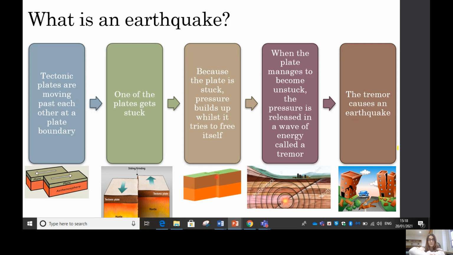So it pushes itself, and because it's got so much energy built up from the extra effort it's put in, it suddenly goes, whoop, plates, and this causes a tremor, which causes an earthquake. So we ordered these last week, and I was pleased to see that everybody did a really good job at this. So we're just having a quick recap. So pause me if you want to read through it one last time, or if not, we're going to continue.